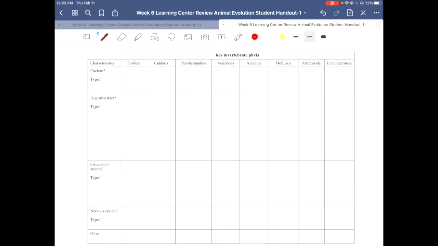Okay, so in this page, we're continuing to look at the same phyla, but we're just looking at more traits. So first we're looking at the coelom and Porifera, which are the sponges, are not going to have any. And their digestive tract is going to be intracellular digestion.